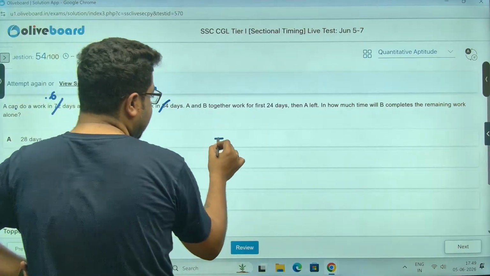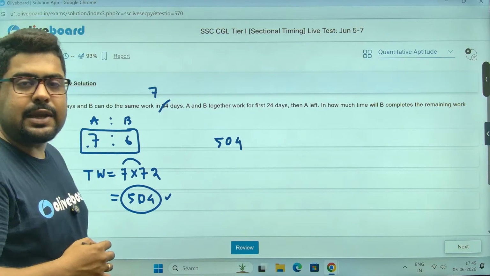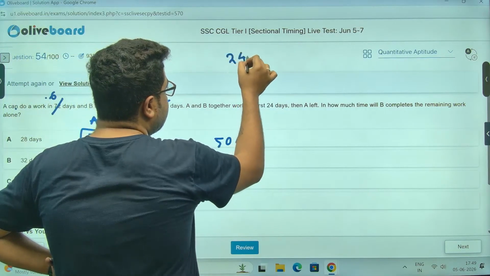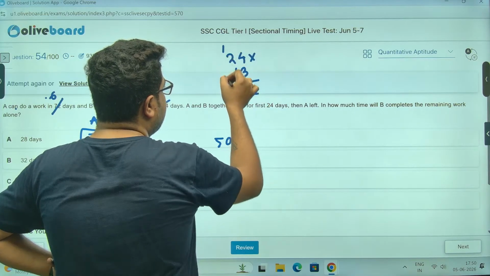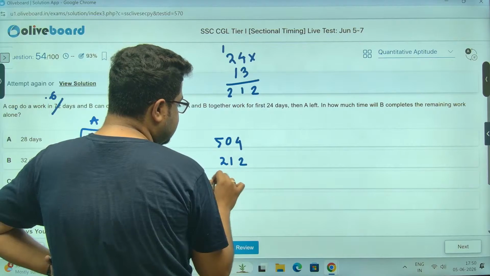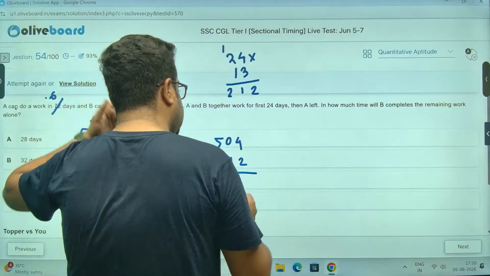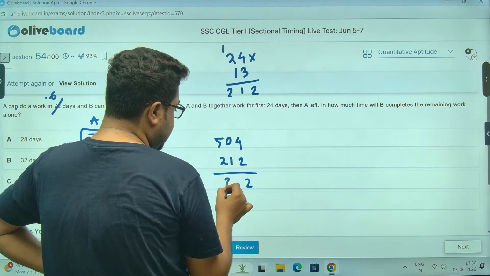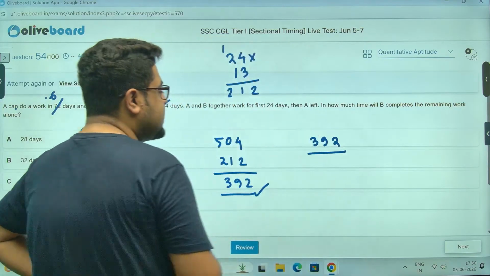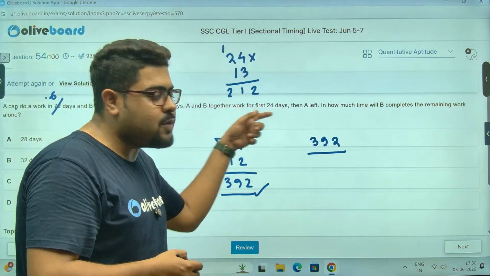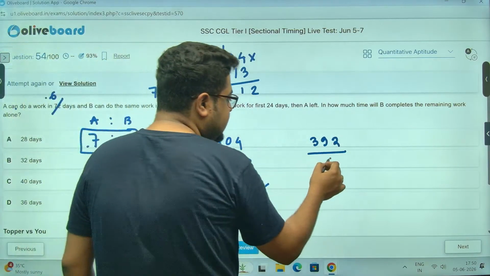How much work will be done? Out of 504, A and B together do 6 plus 7, that is 13 units every day into 24. 212 units are gone. So the remaining will be 392. Now who will do this remaining 392 units? 392 units remaining after they have worked for 24 days. In how much time will B complete? B's efficiency is 6, so divide by 6.